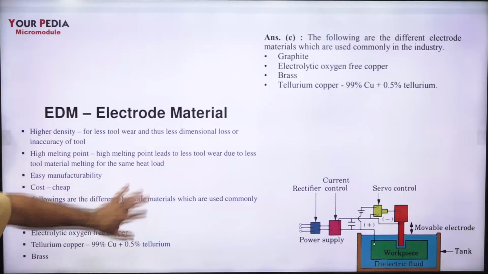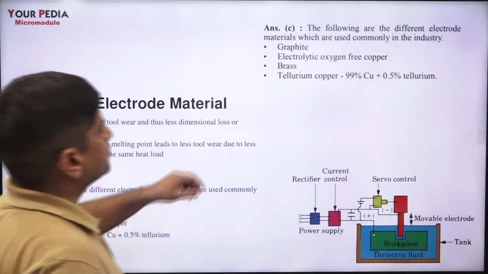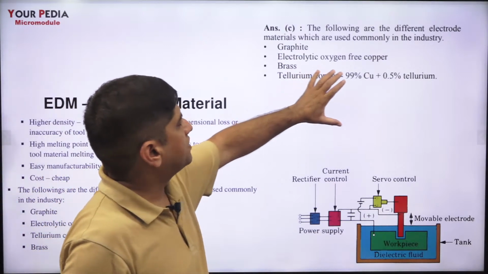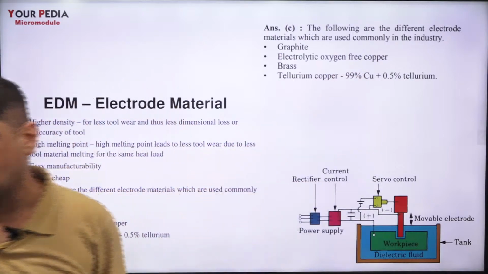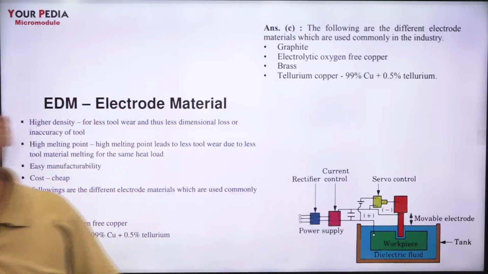So these are the different tool electrodes that can be used in electric discharge machining. It can be copper, because you need it to be conductive. It can be graphite. It can be brass. It can be electrolytic oxygen free copper, so that means copper. So note down these materials. They are the tool materials.